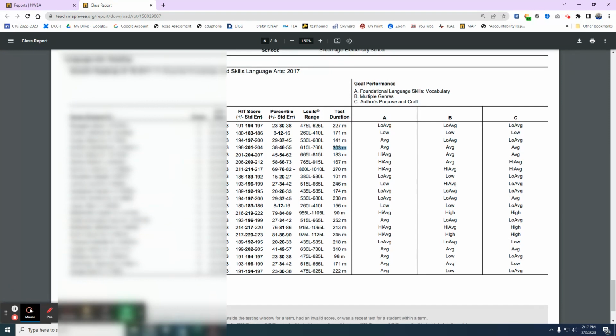And that is some of the information that you get out of your class report. And over here, you can see how you're going to group your students. You're going to see their overall performance. So this gives you a good global view.